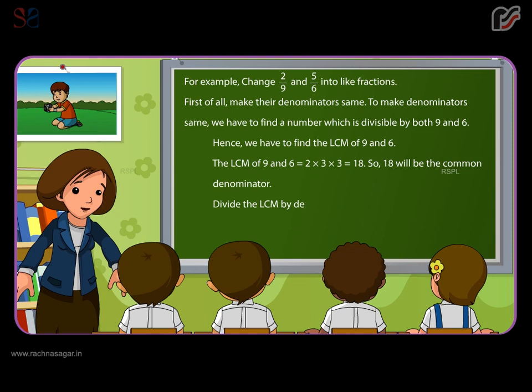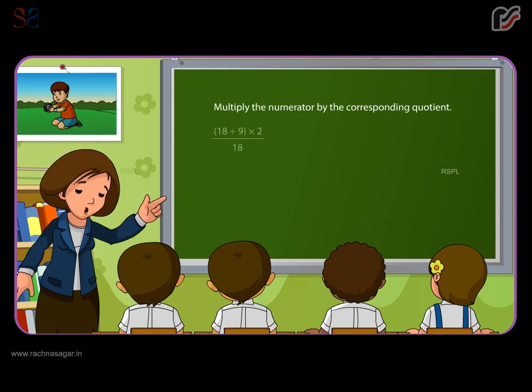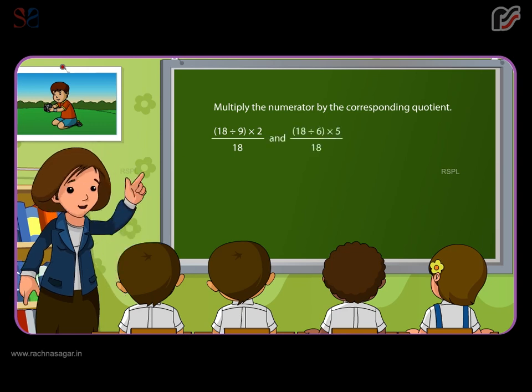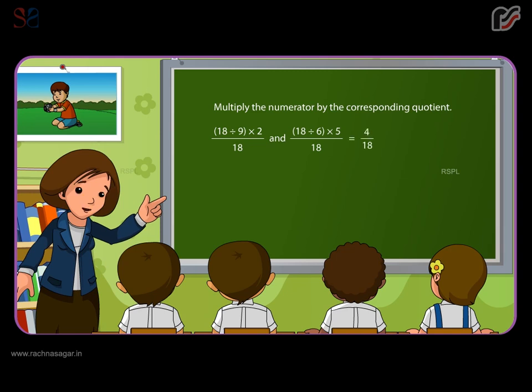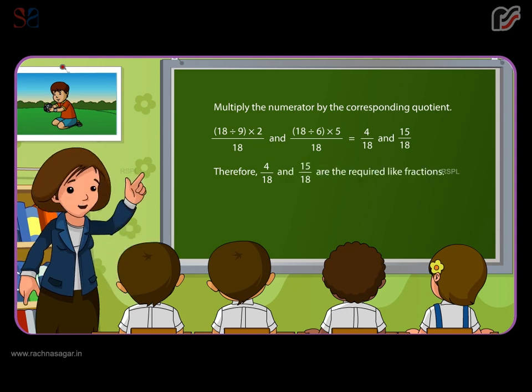Divide the LCM by the denominator of the given fraction. Multiply the numerator by the corresponding quotient. 18 divided by 9 multiplied by 2, whole divided by 18, and 18 divided by 6 multiplied by 5, whole divided by 18, is equal to 4/18 and 15/18. Therefore, 4/18 and 15/18 are the required like fractions.